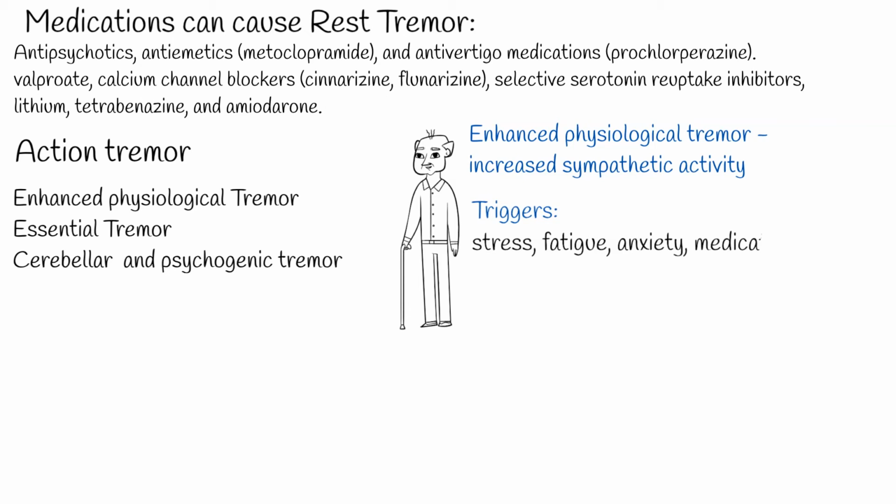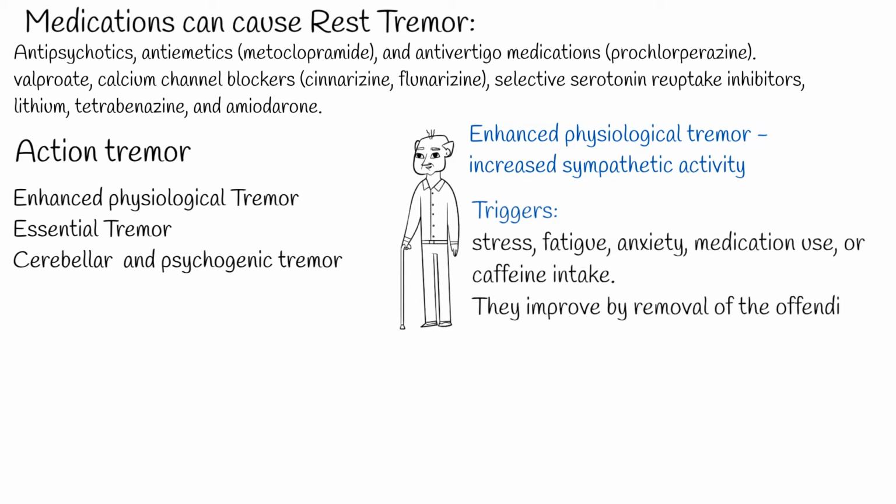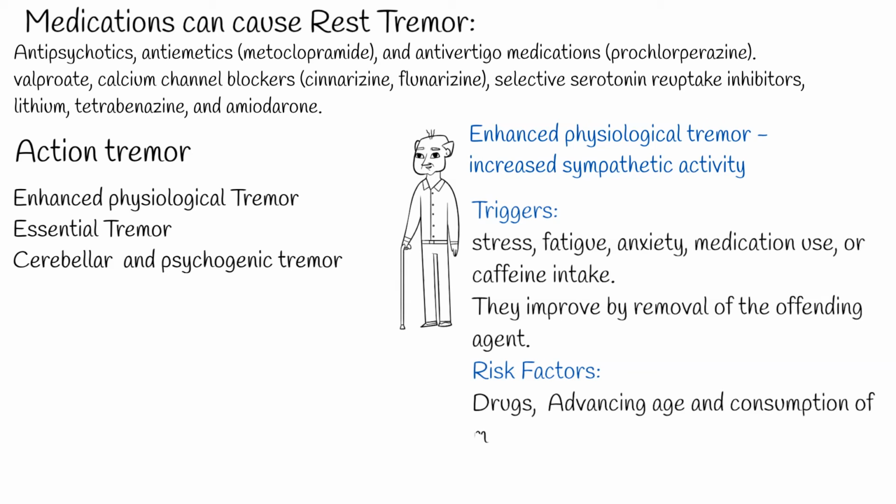Patients typically give a history of the tremor surfacing only under certain conditions, such as stress, fatigue, anxiety, medication use, or caffeine intake. Moreover, such patients do not require to be investigated any further. They improve by removal of the offending agent. The most common form is enhanced physiological tremor due to drugs. Advancing age and consumption of multiple drugs is a strong risk factor.